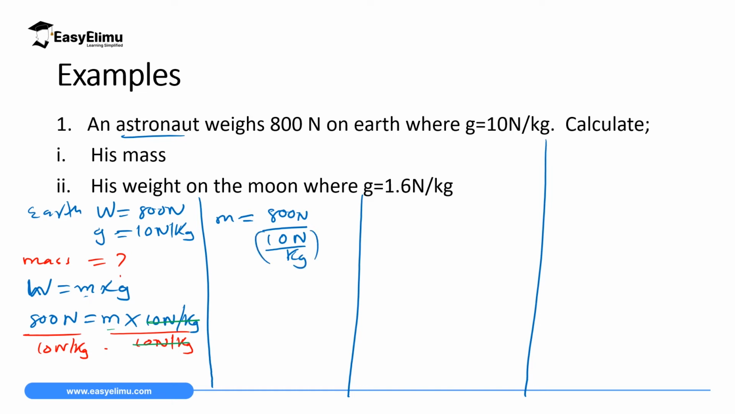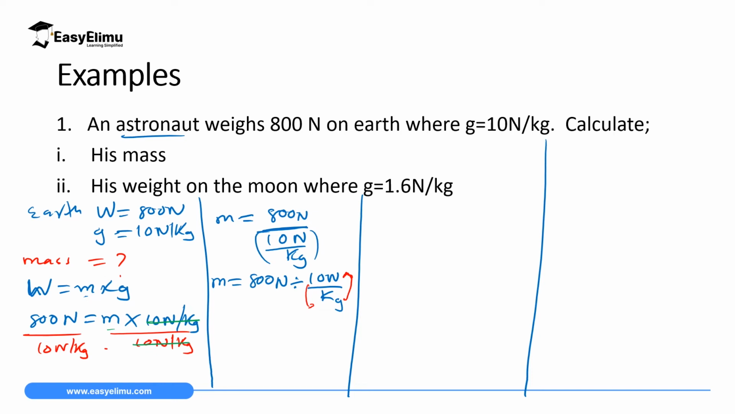This is very important: we should work with units all through. Our mass is going to be 800 newtons divided by 10 newtons per kg. Remember, when we say per, it means divide by. When you have a division in mathematics and want to make it a multiplication, you introduce a multiplication and interchange the denominator and the numerator.